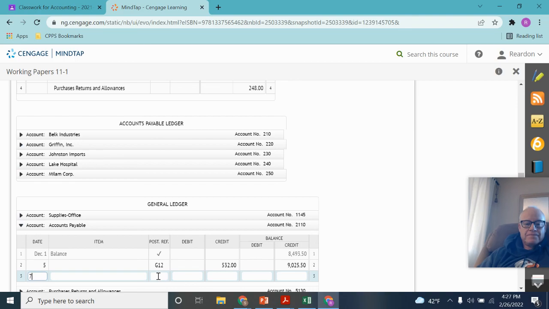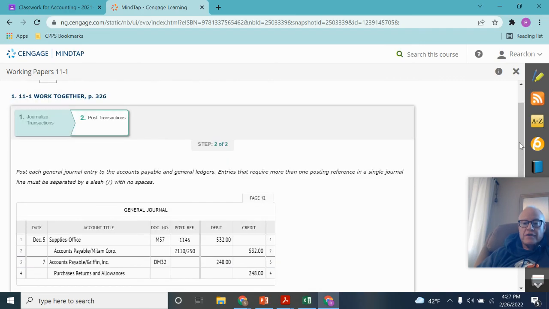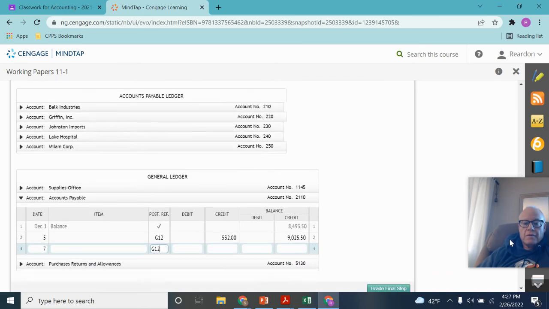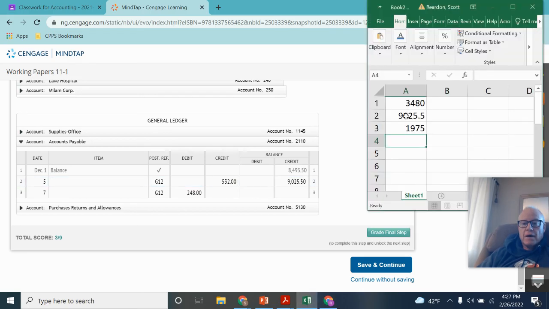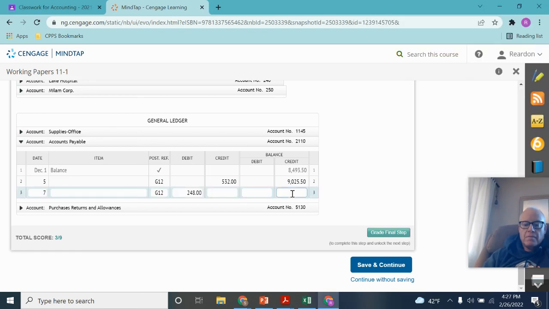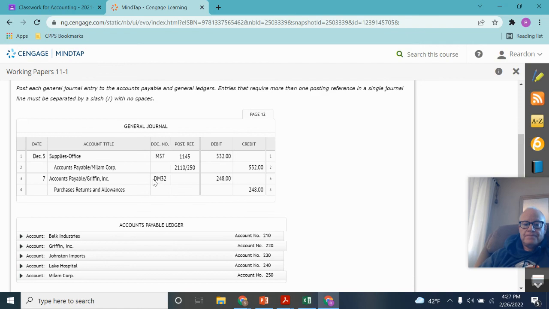On the 7th, again, G12. Now I'm coming back and saying, hey, I returned something for $248. So now I have a debit of 248. Keep in mind, I had a previous credit balance of 9025.5. Now I'm subtracting or debiting to accounts payable 248. I'm reducing accounts payable on the debit side. Remember, it has an ordinary credit balance, 8777.5.